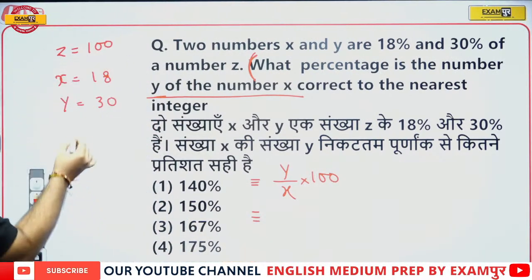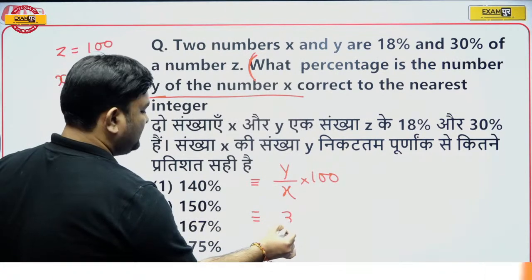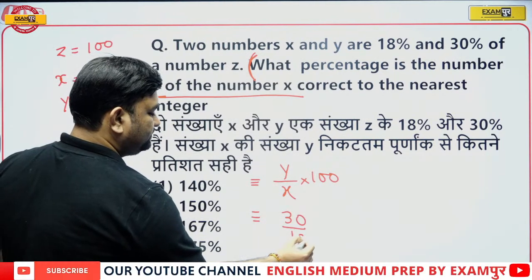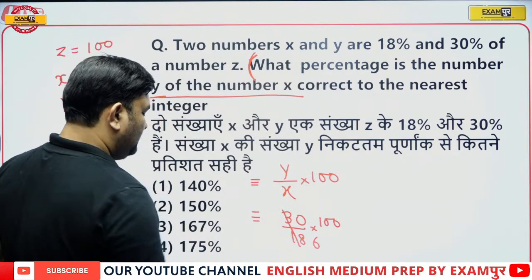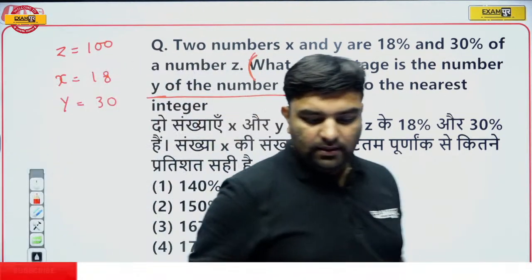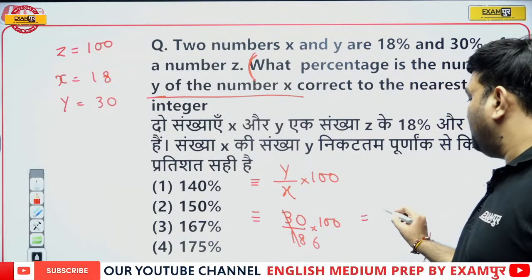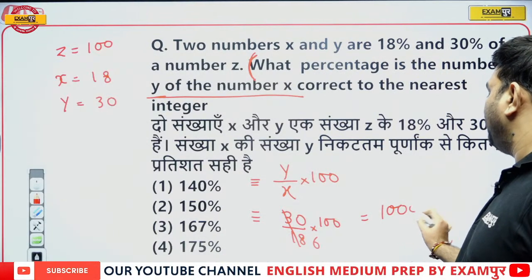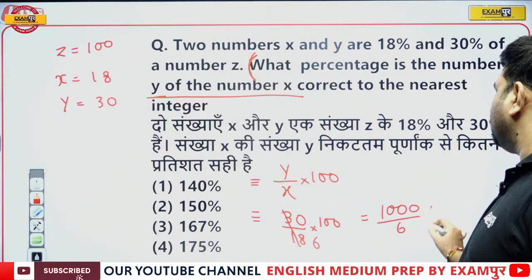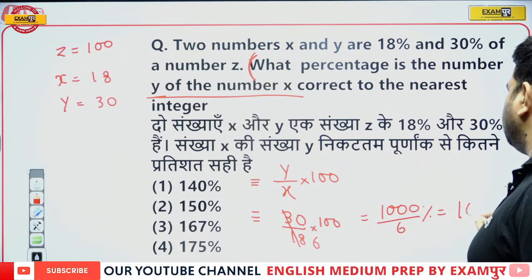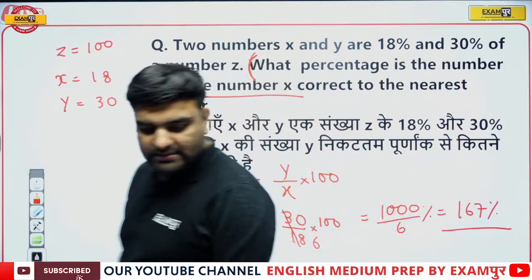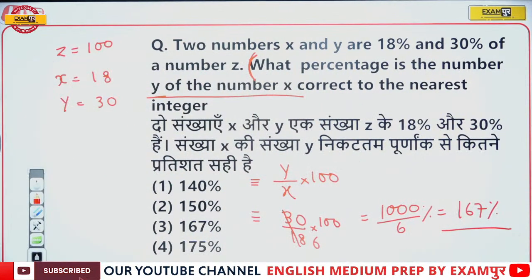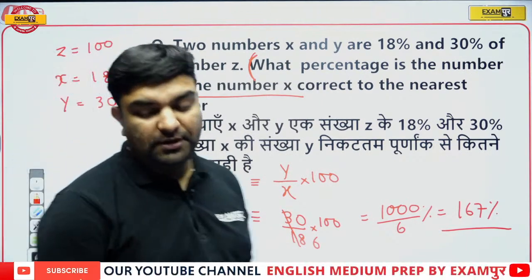What is y? 30. What is x? 18, into 100. That is 1000 by 6%, which is about 167%. Well done, Mohammed Rizwan Ahmad. Well done. Keep it up.